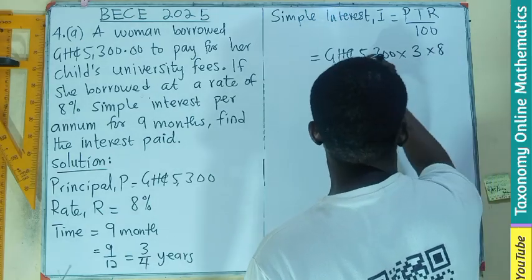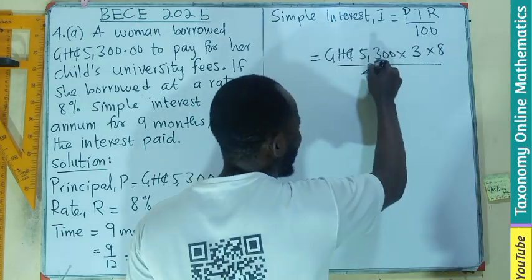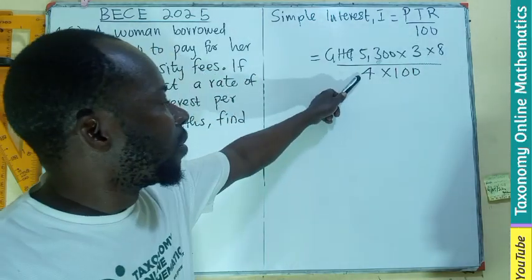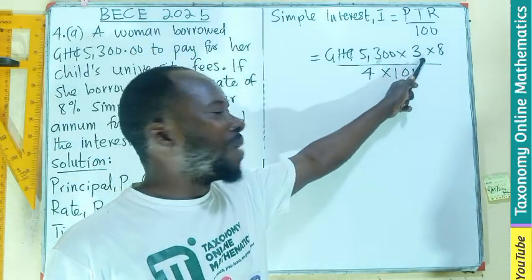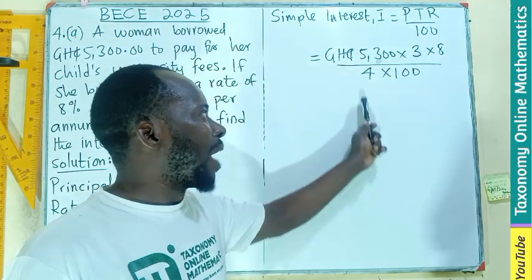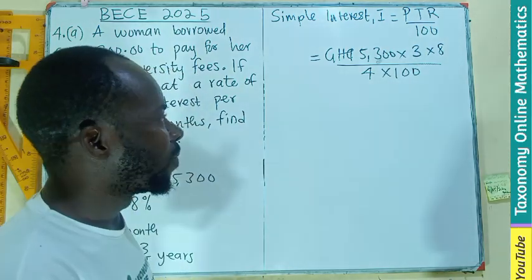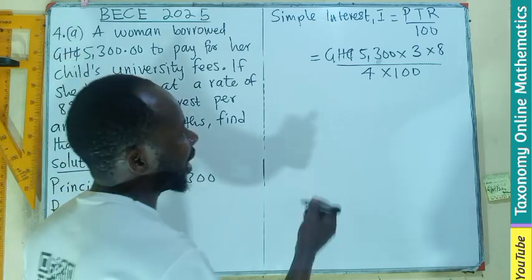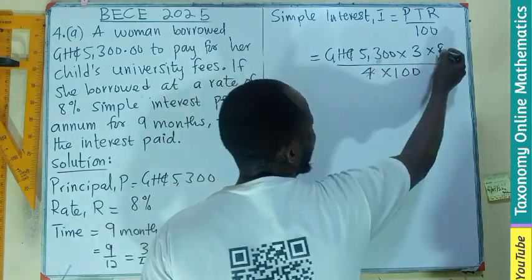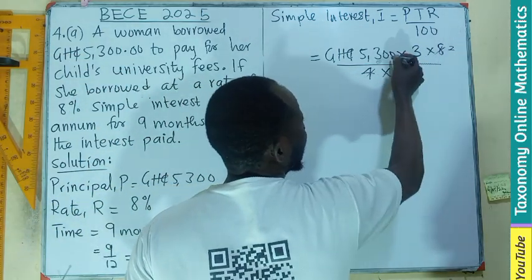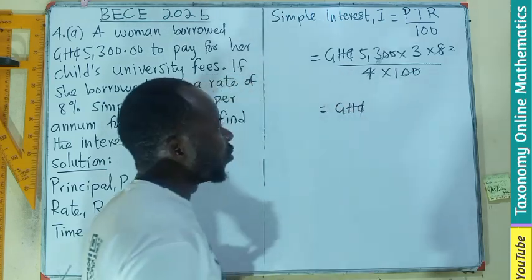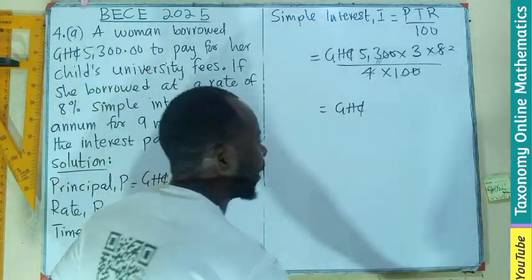Then we multiply by 8 divided by 100. Then we multiply all of that. I can see 4 will go into 8 two times, and this will cancel these 2 zeros. So I should be left with 6 times 53.